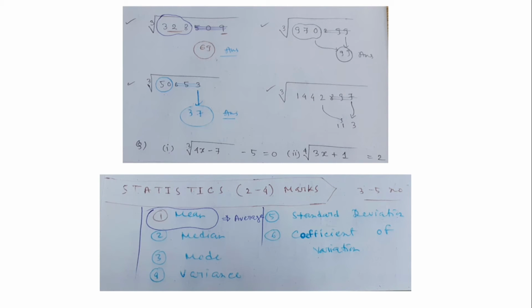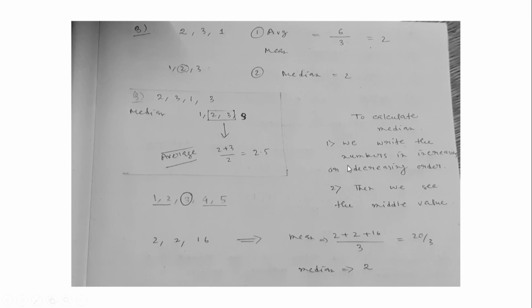Next, statistics. Here we are seeing 2 to 4 marks every year, it is coming. Okay, these are the different terms we are going to become familiar with: mean, median, mode, variance, standard deviation, coefficient of variance. Okay, now this is the first question.